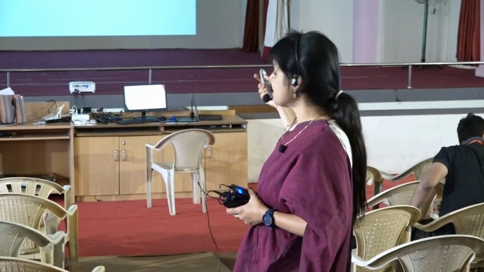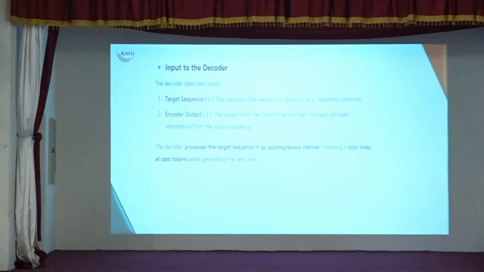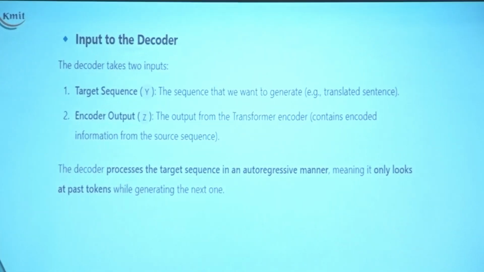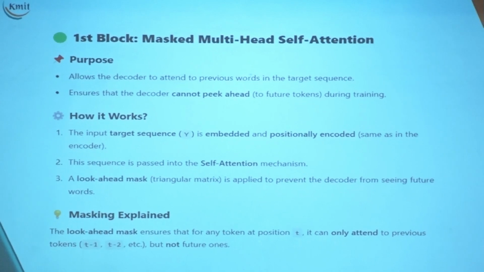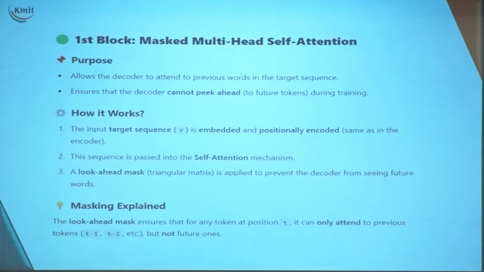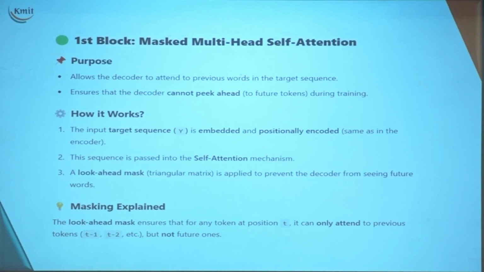The decoder processes the target sequence in an autoregressive manner, listen to that point very carefully. What do you mean by autoregressive manner? One word, then the next word combined with it, then a third word, and so on. Meaning it only looks at past tokens while generating the next one. Now what is masked multi-head attention doing? It allows the decoder to attend to the previous words in the target sequence and ensures that the decoder cannot peek ahead. What do you mean by peek ahead? It does not cheat by looking at the next word for predictions.